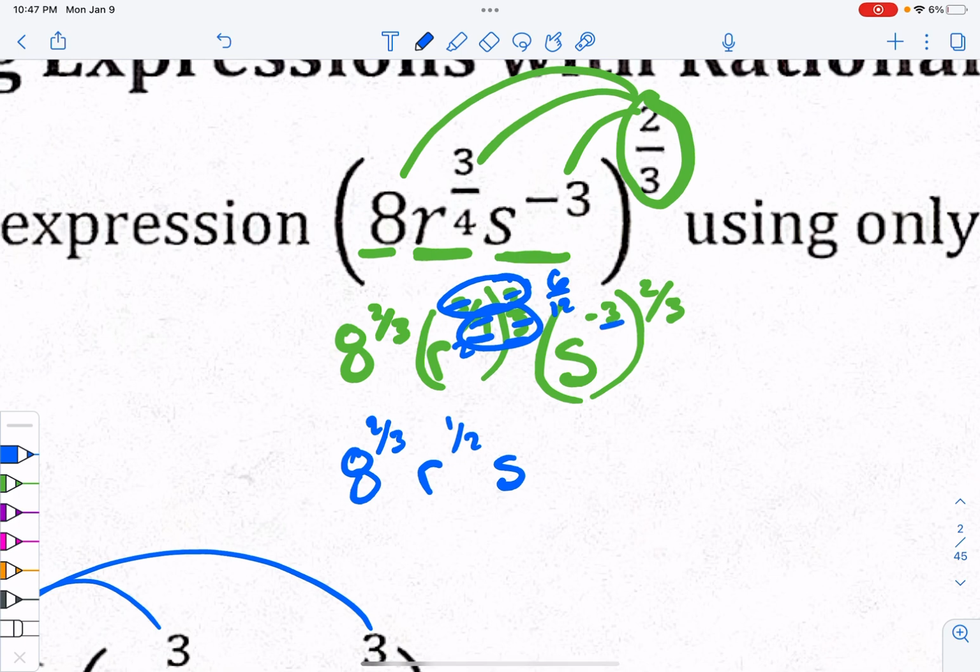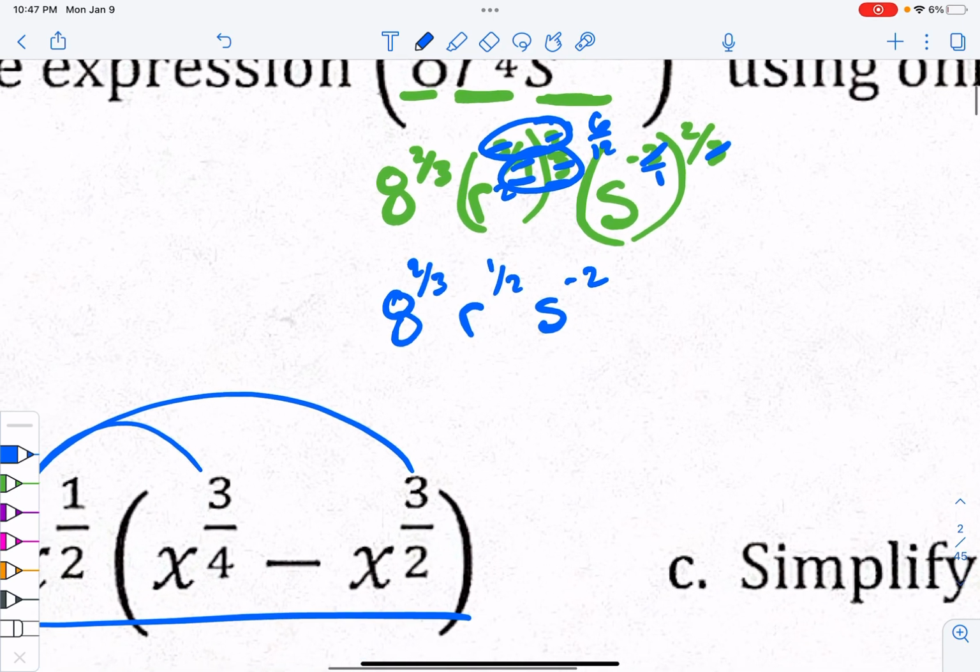For s, this is negative 3 over 1 times 2/3. Again, the 3's can cancel. So this would be just s to the negative 2 power. Okay, so that's how that works out. Okay, good. Now we have to fix it. All right, so 8 to the 2/3 power. I'm going to do this off to the side.